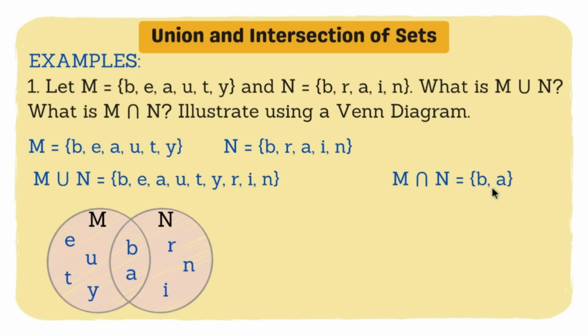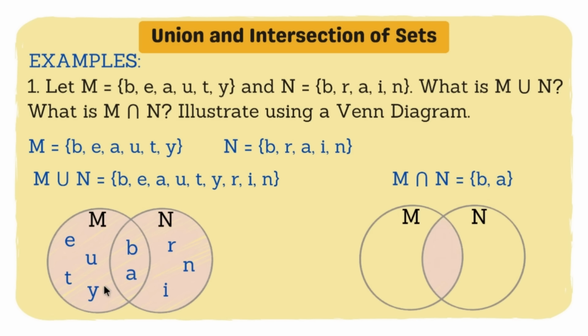Okay? At kung i-drawing natin or i-represent natin using a Venn diagram, parang ganito lang din po. Yun nga lang, ang difference, ang na-shade na ngayon is yung gitna. Okay? So we have here elements B and A. Yun po yung intersection. And then we have here E, U, T, Y. Yun po yung naiwan kay set M.